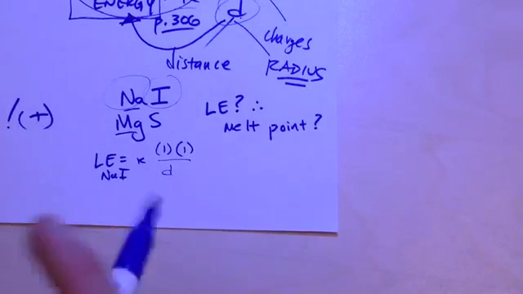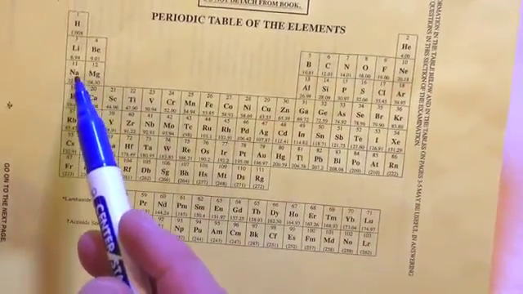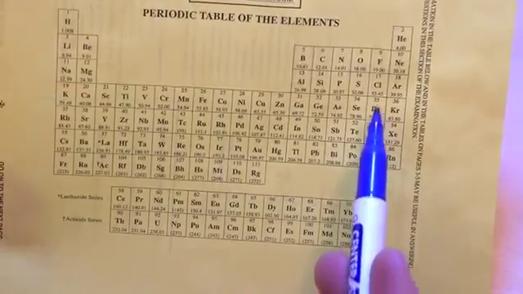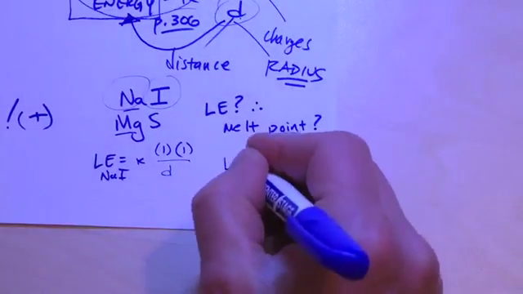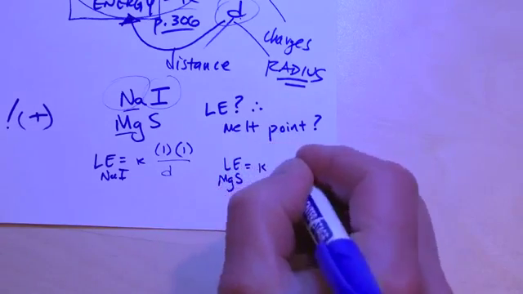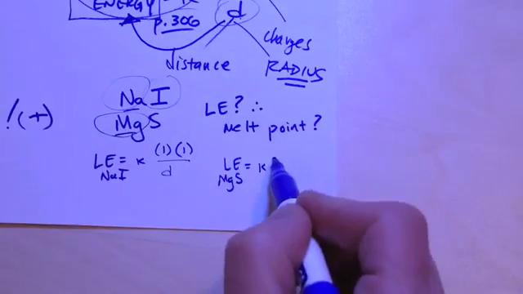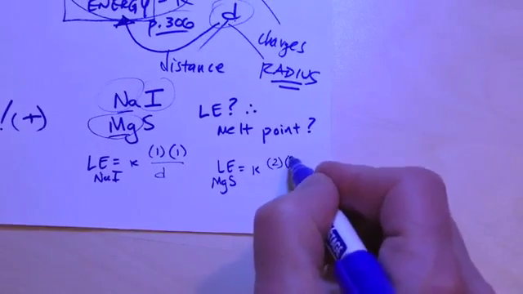Remember, ignore the negative on the iodine and ignore the positive on the sodium, divided by the distance of the two. And if you look on the periodic table, you can remember that sodium has a positive 1 charge. Iodine would have a negative 1 charge because it's in group 17. Now the lattice energy for MgS would be equal to K. Magnesium would be positive 2, and sulfur would be negative 2.